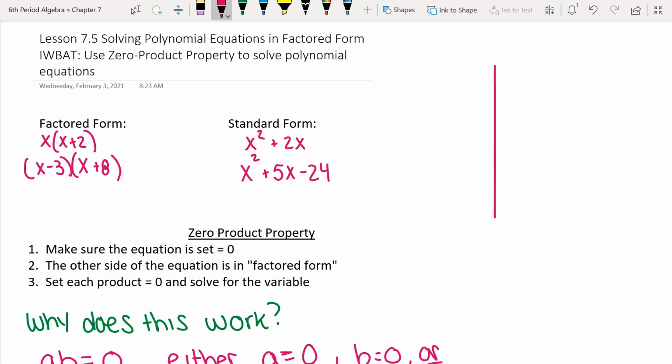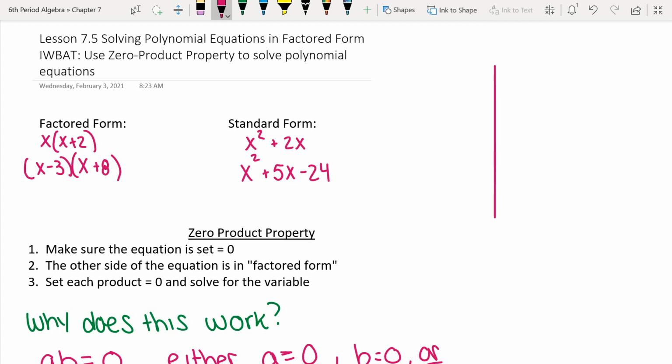Standard form is what we've been working on the last 4 sections. This is when, from left to right, your exponents go from big to small. I gave an example of a binomial and a trinomial, meaning something that has 2 terms versus something that has 3 terms. So this is standard form. Eventually, we will learn how to take standard form and go to factored form.